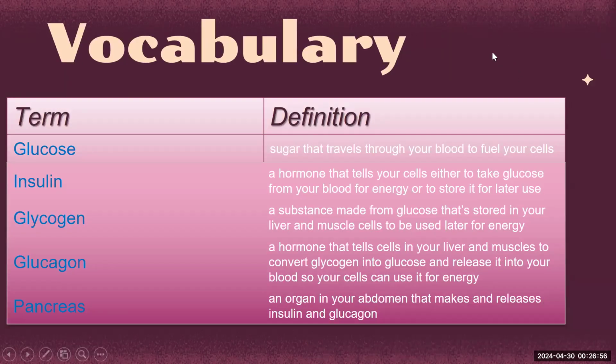There are many vocabulary words in this presentation, like glucose, insulin, glucagon, glycogen, and pancreas. Glucose, as all of us know, is the sugar that travels through the blood to fuel our body with energy. Insulin is a kind of hormone that lowers the glucose level in blood. Glycogen is the substance made from glucose. So it's a complex form of glucose, and we can find it more abundantly in the liver and muscle cells.